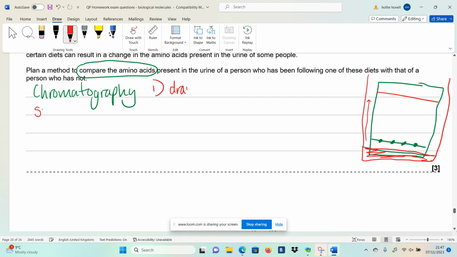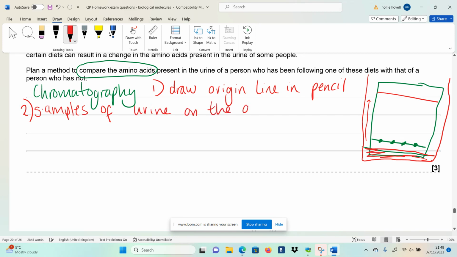Okay. So step number one, you're going to draw the origin line in pencil. Step two, you're going to put the samples. It doesn't say they've been separated out, so put the samples of urine on the origin line. Number three, you're going to stand it in a solvent.